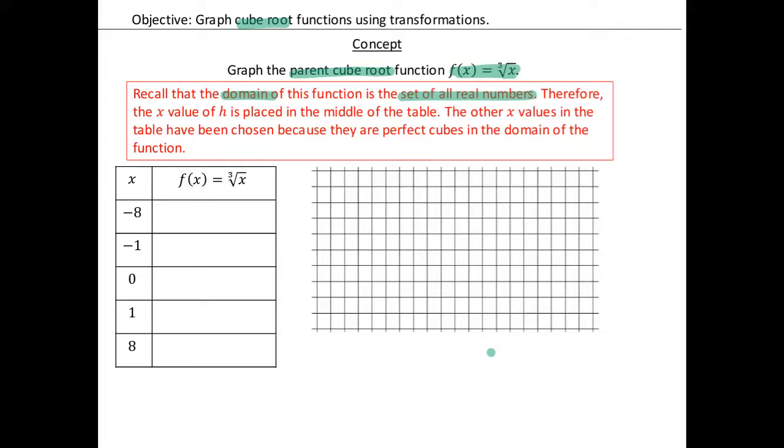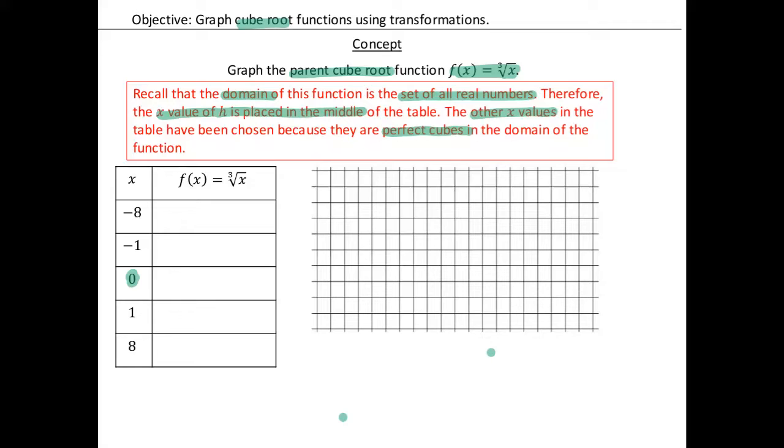Therefore, the x value of h is placed in the middle of the table. So whatever the h value is, in this case, my h value is 0. So then I put 0 in the middle of the table. And then it says the other x values in the table have been chosen because they are perfect cubes in the domain of the function. Because I have this cube root of x, I need perfect cubes, so that when I take the cube root, I get a whole number, right?